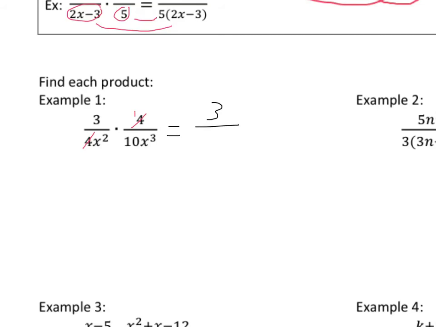And that's all that's on top, and then x squared times 10x to the third, which would give us 10x, and we add exponents when we're multiplying bases, x to the fifth. So 3 over 10x to the fifth.